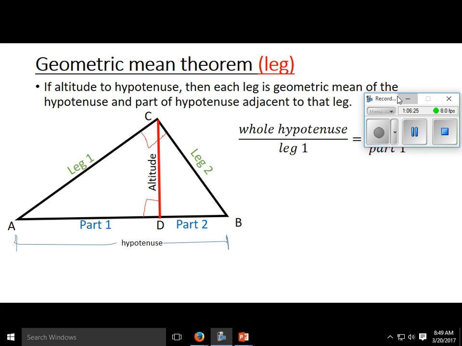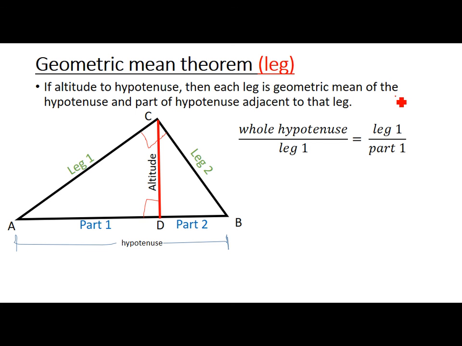So our equation is going to be that. The whole hypotenuse over leg 1, same leg, over the part that's hooked to that leg, part 1 down here. Now, does this picture always have to look this way? No, it could be turned around, upside down, whatever. But notice, how come we have 2 leg ones? Because it's the geometric mean. Those 2 locations are always going to be the same.